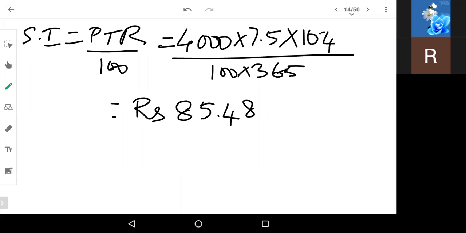Not 84. When you multiply 4000 into 7.5 into 104 and then divide it by 36500, what is the amount that you get? 85.479 something. So you can take it as 85.48. Understood? Any doubts in this problem?